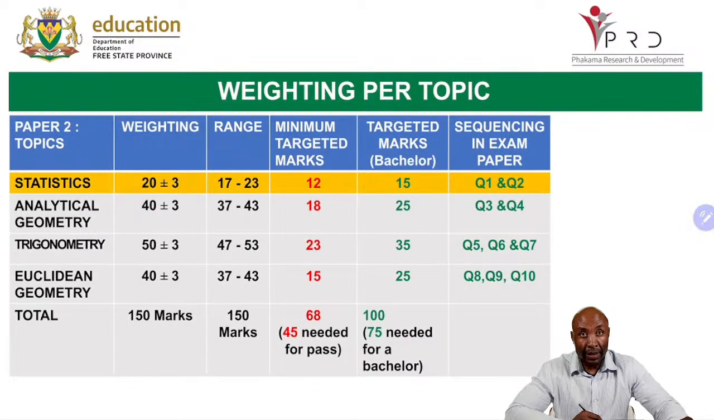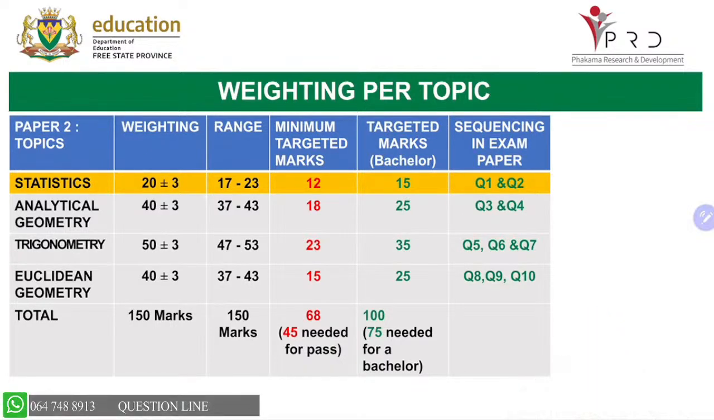For us to get a minimum of 45%, our target should be 12 for statistics. And for us to get a bachelor pass, we should get a minimum of 15 marks out of 20 for statistics. Now, these are the topics you are able to see yourself. I will not talk much about them. So normally our question paper is structured such that our question 1 and 2 are normally statistics, and we should be able to answer those questions.